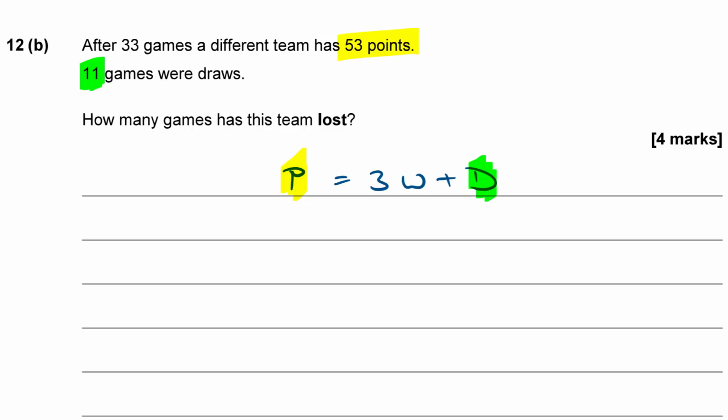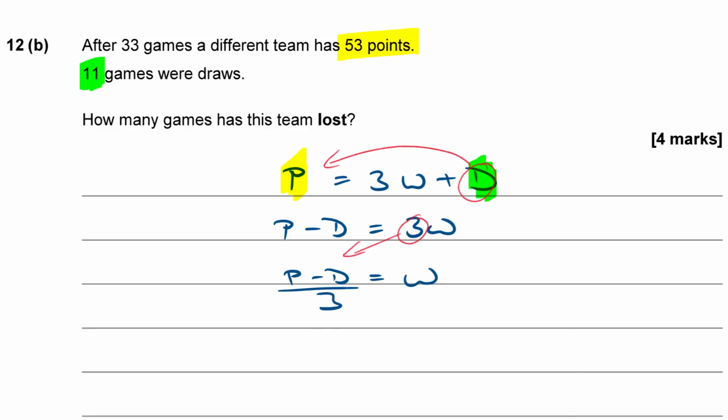So what I want to do first is rearrange this formula so W is the subject and not P. I can do that by taking this D over to the other side. So I'm going to get P subtract D is equal to 3W. And then I'm going to cross multiply this 3 to the other side, or divide both sides by 3. I'm going to get W is equal to P subtract D over 3. So that's my new formula for working out the number of wins. You might want to turn it around the other way if you want. So W equals P minus D over 3.